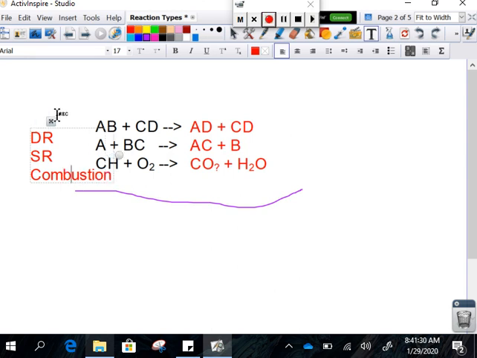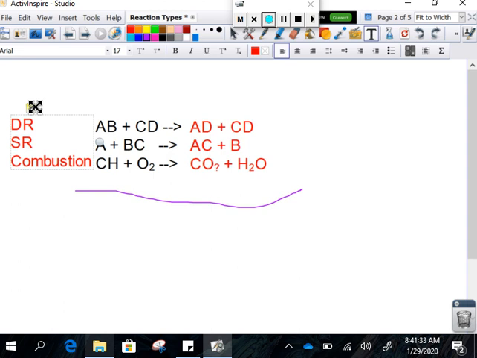Man, I can't spell combustion for some reason. At least they didn't write the U before the B, right? Who would write the U before the B? Combustion.